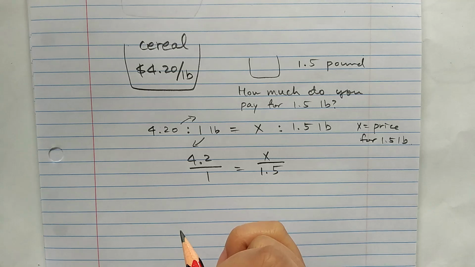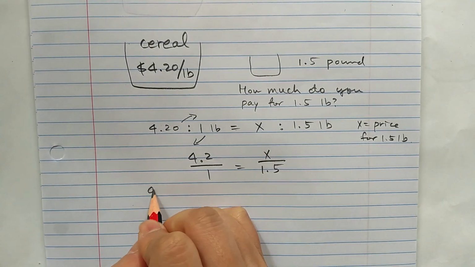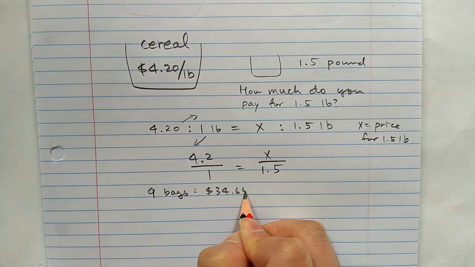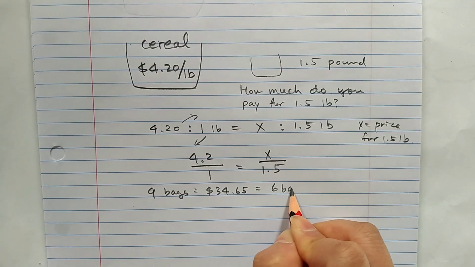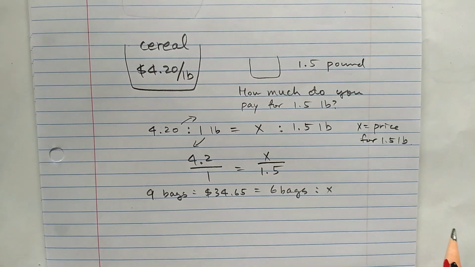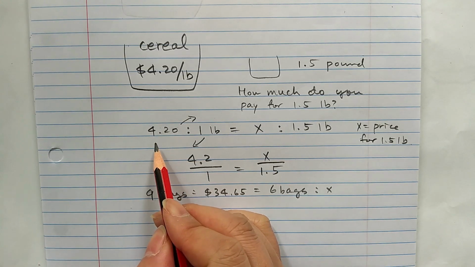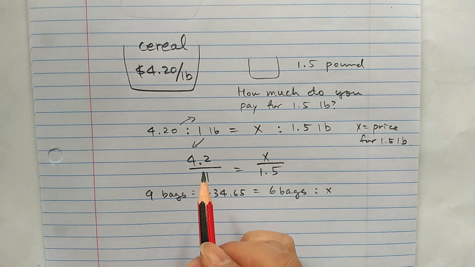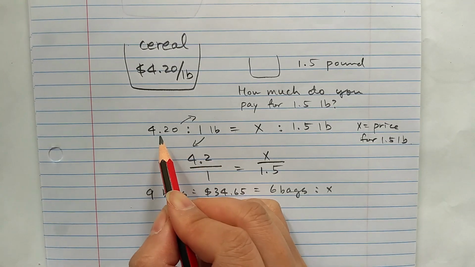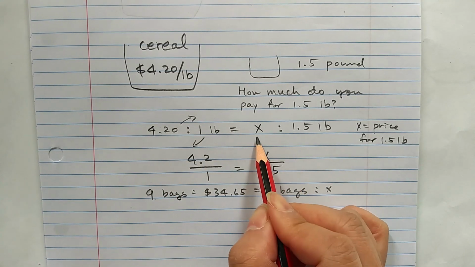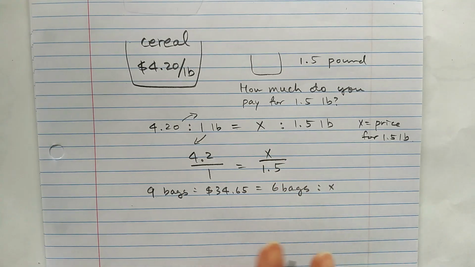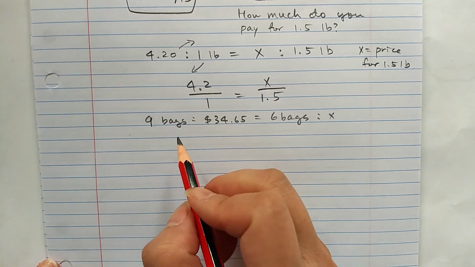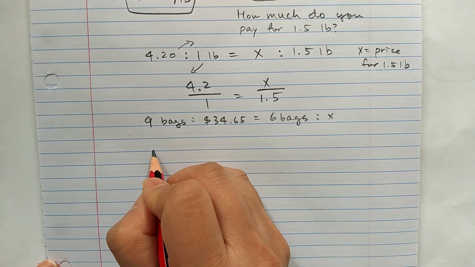Wait a minute, in the previous question, I set it as 9 bags for $34.65 is equal to 6 bags for X amount. Can I put the dollar amount first before the pound? Yes, we can, as long as we're consistent. If the dollar goes first, on this side, the dollar has to be first. If you want to put the pound first, let's change that.